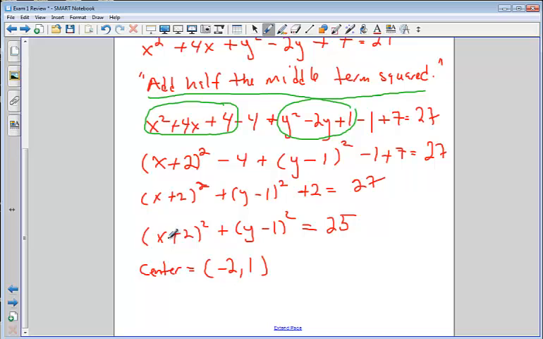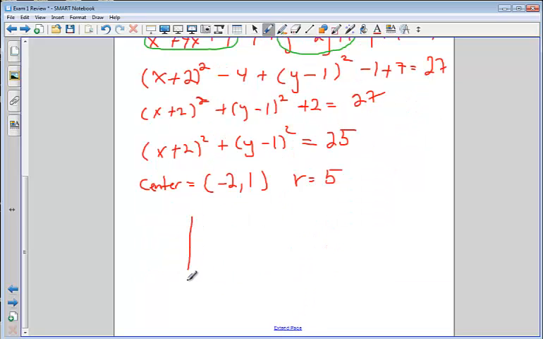Right, negative because it's x minus a negative 2, and then 1 because it's y minus k, so k is 1. And then my radius, of course, this is r squared right here at 25, so r is equal to 5. And I could even draw this if I really wanted to.